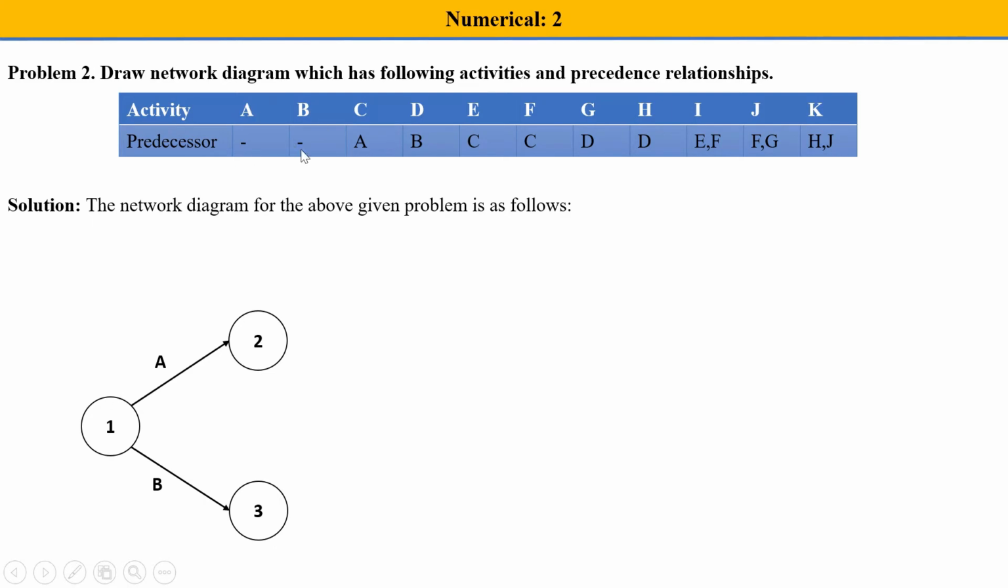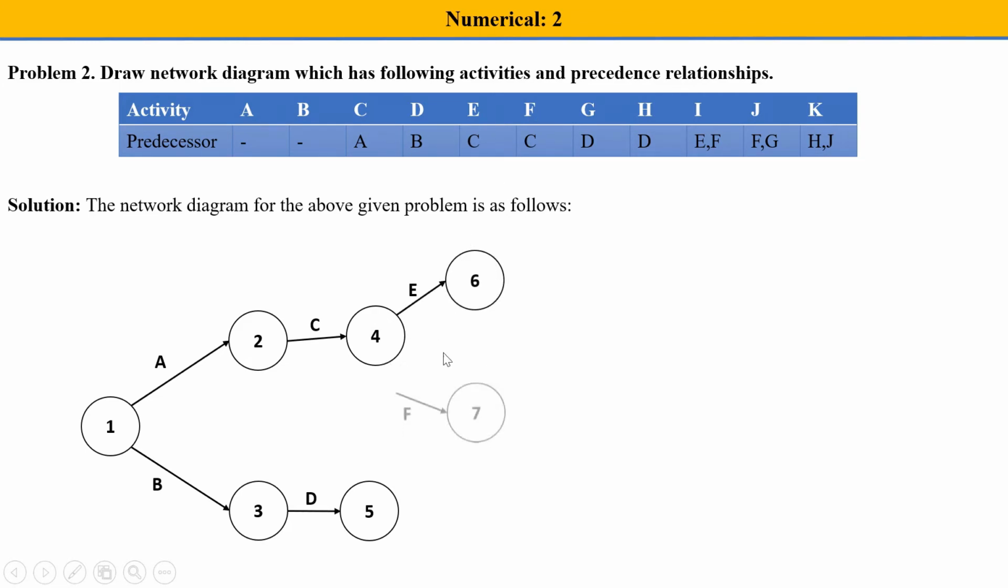Always remember this. Now C is coming from A, so we will draw C over here. D is coming from B, so draw D here. E is coming from C, so we will draw E here. F is also coming from C, so we will draw it here. G is coming from D, and it is drawn over here.